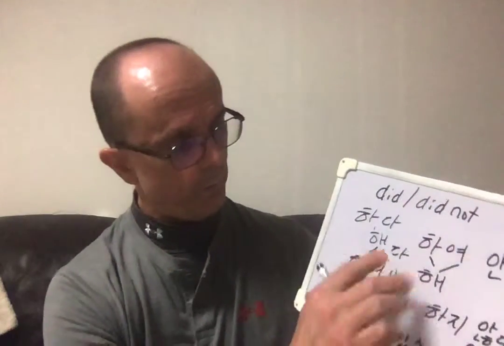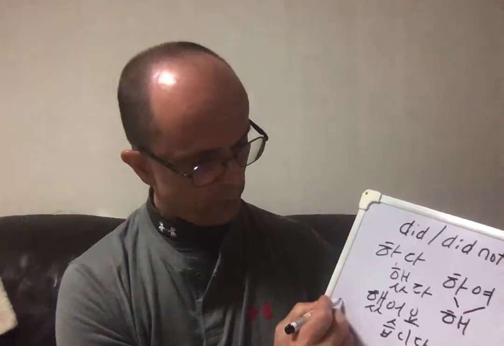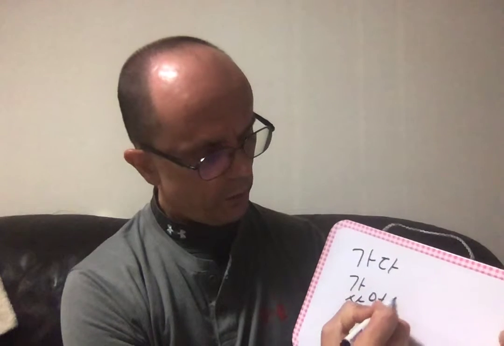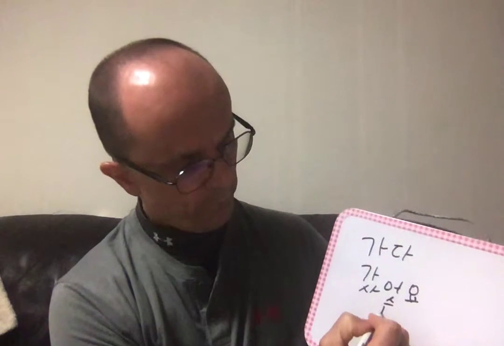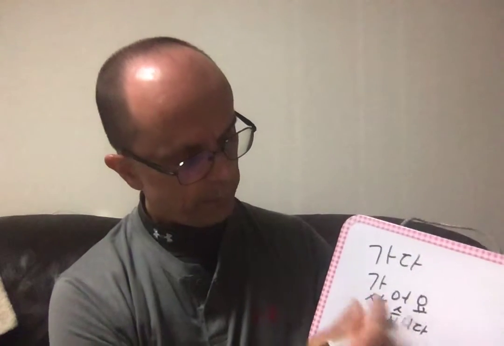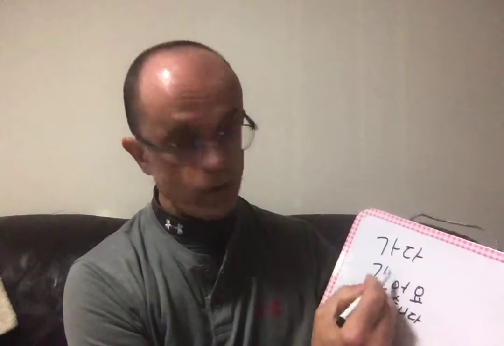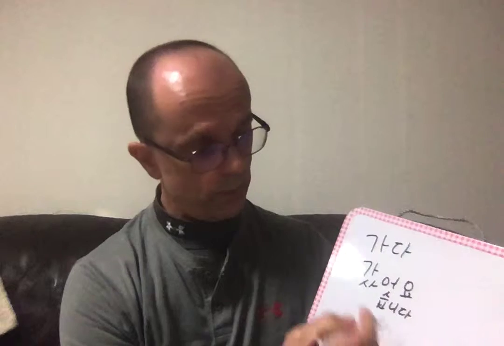So because 하다 is a special verb, it gets this 해. But if I have just 가다, right? 가다 becomes 갔어요, or 갔습니다. Because this is just a regular verb, the 아 just gets added.